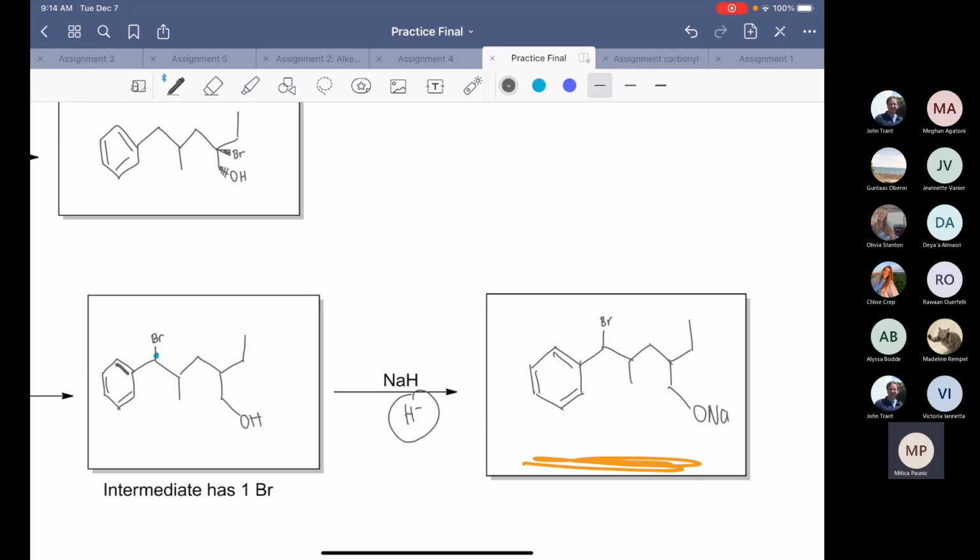Yes, but I'm trying to think how it would react. If its hydrogen's a strong base, it would probably be an elimination. Well, no, it's already reacted. You have an O- now. Oh, so that's it? H- did its acid-base reaction. No, you're not done. Can the O- react with something in that molecule?